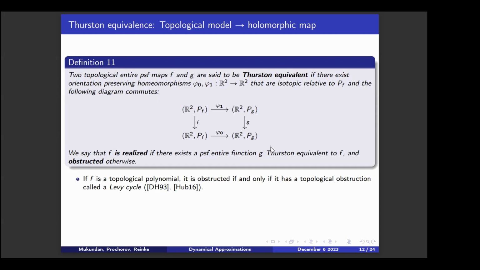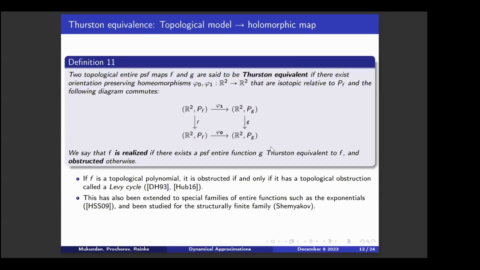So the problem of whether F is equivalent to something holomorphic is, somewhat surprisingly, dependent on just a topological condition. This has also been extended to several special families of entire functions, such as the exponentials. It is also being studied for the structurally finite family, but I don't think that paper has been published yet, so I've not cited it here. It is Sergei Shemyakov's PhD thesis. It is not known whether this is true for all entire Thurston maps.